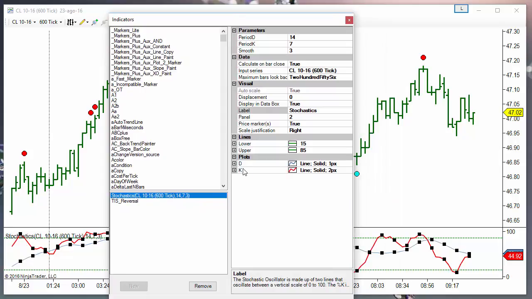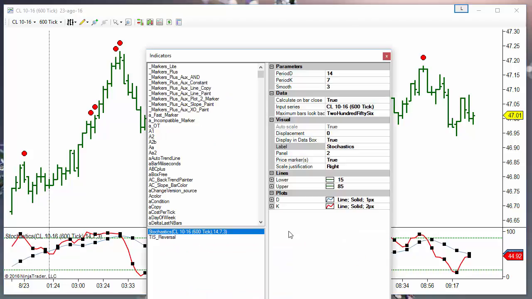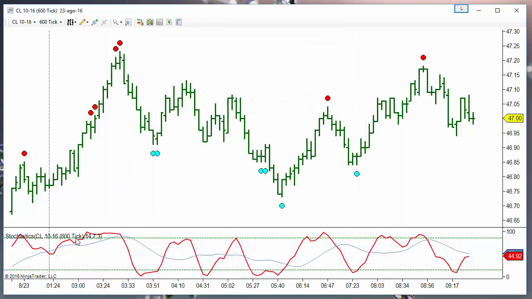We can see that it has two lines, the K and the D lines. The most important line is the K line, the red, this one. And as we can see, it tends to be over a certain level when the market is going up or with a big slope to the upside, and below a certain threshold when it is going down with a big slope also.